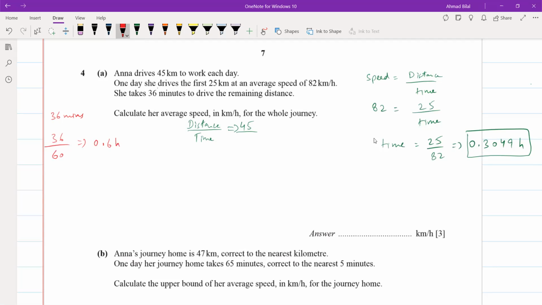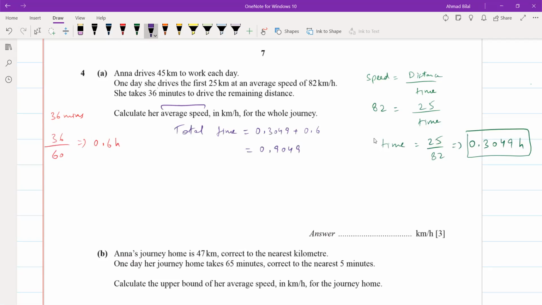0.6 hours. तो total time हमारे पास कितना हो गया फिर? The total time therefore is, इसको erase करते हैं, तो हम लिख देते हैं total time taken. So total time for the whole journey, that is 0.3049 for the first part plus 0.6. इनको add कर लेते हैं, हमारे पास आ जाएगा 0.9049. This is the total time taken for the journey.